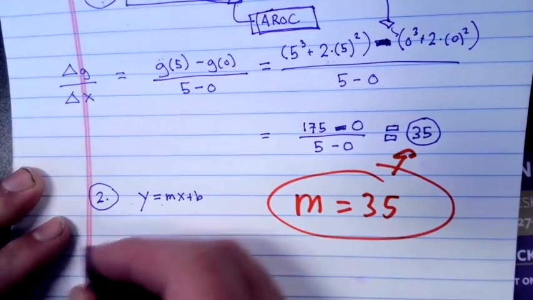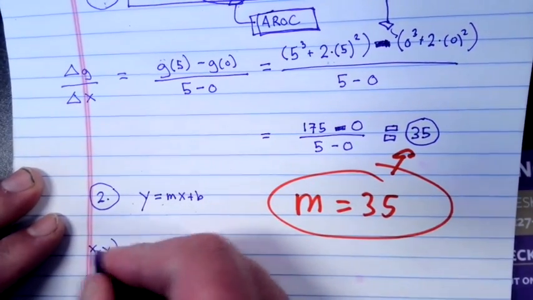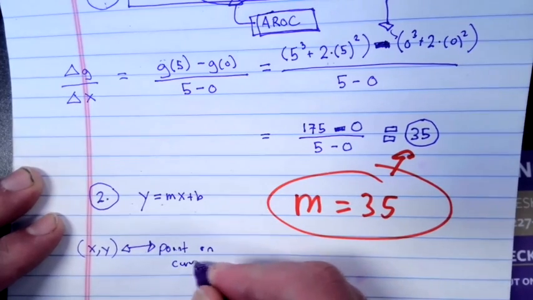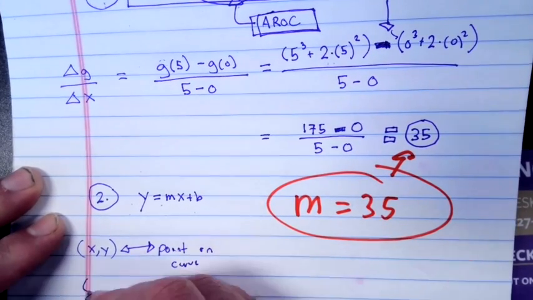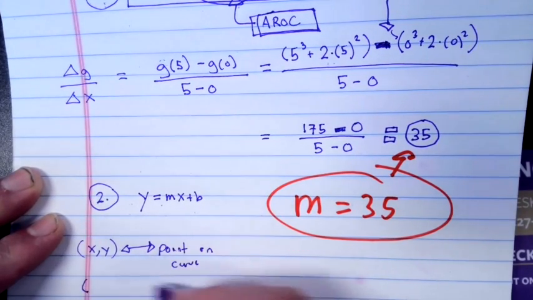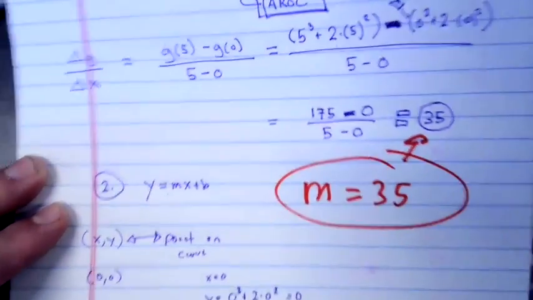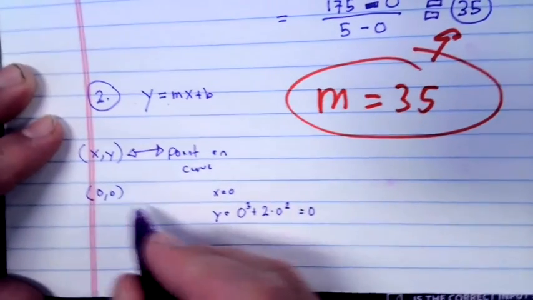No worries. Well, the x and the y are going to come from a point on the curve. And the point on the curve, of course, comes from just plugging the x value into the function. So I know that when x is equal to 0, y would be equal to 0 cubed plus 2 times 0 squared, which is also 0. So my point here would be (0, 0).